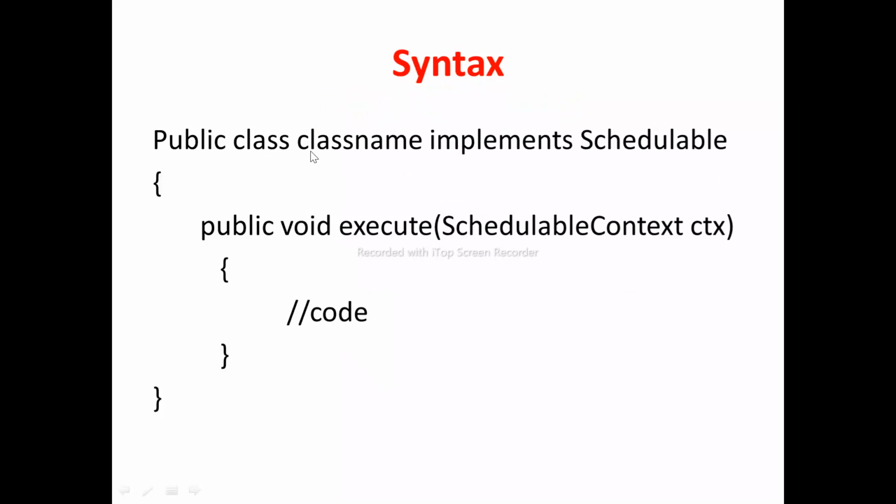Public class name implements Schedulable. After that, the method is execute: public void execute, Schedulable contains. After that, write here the code of schedulable apex.